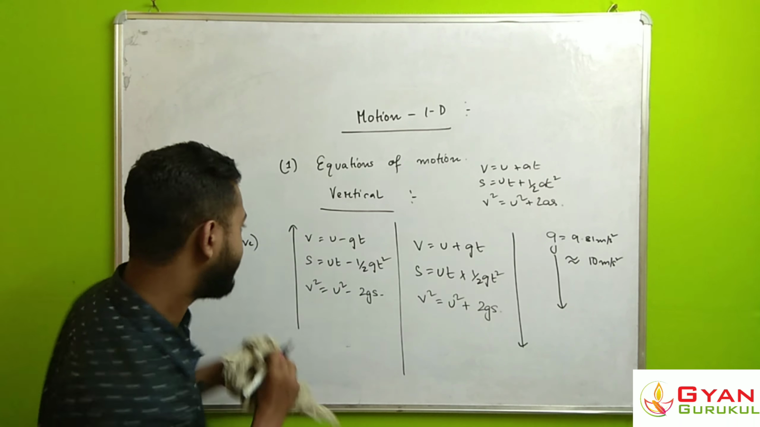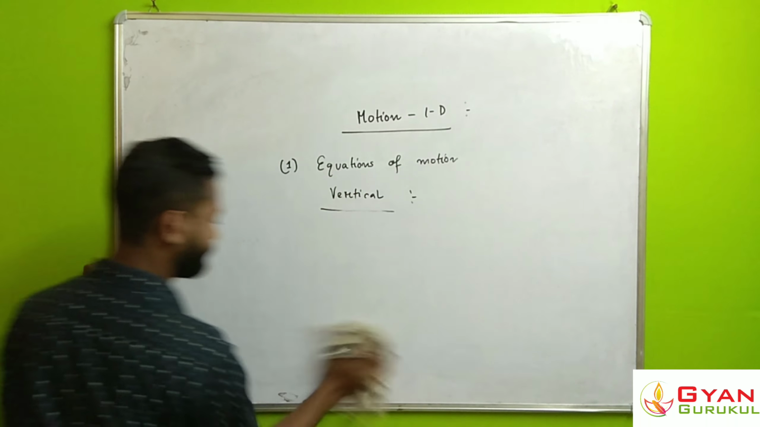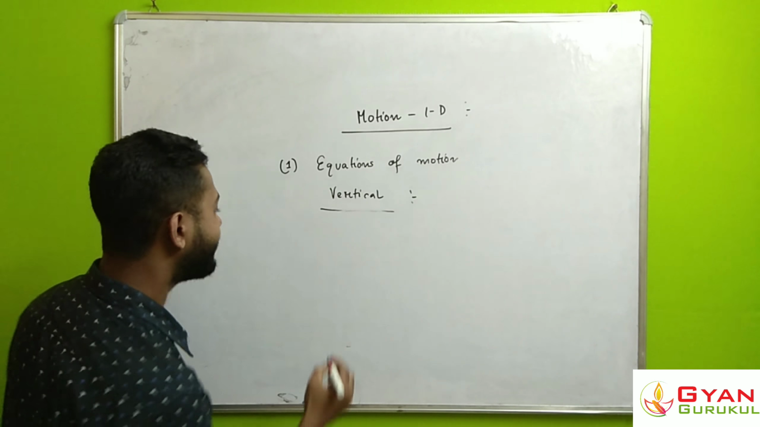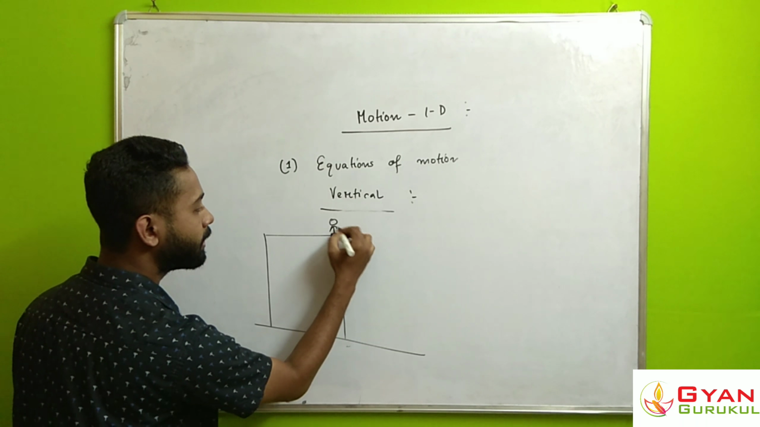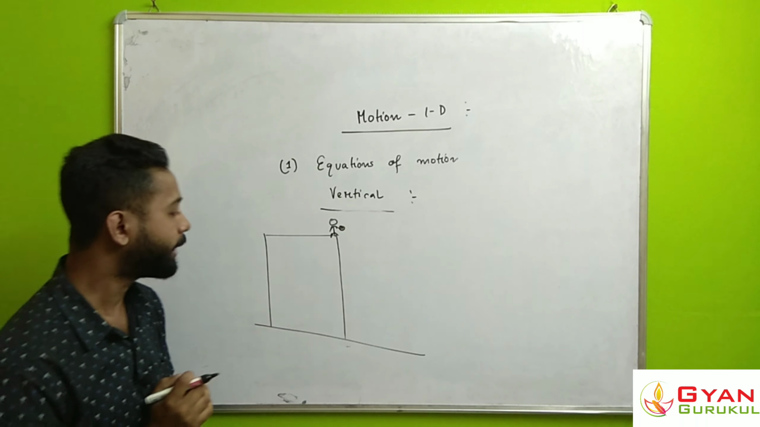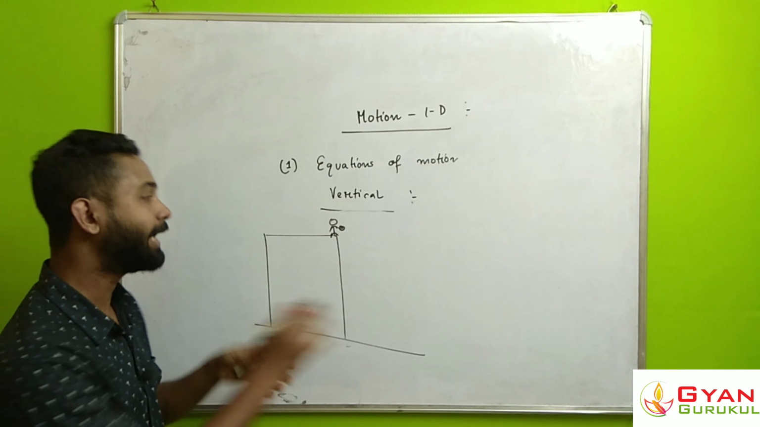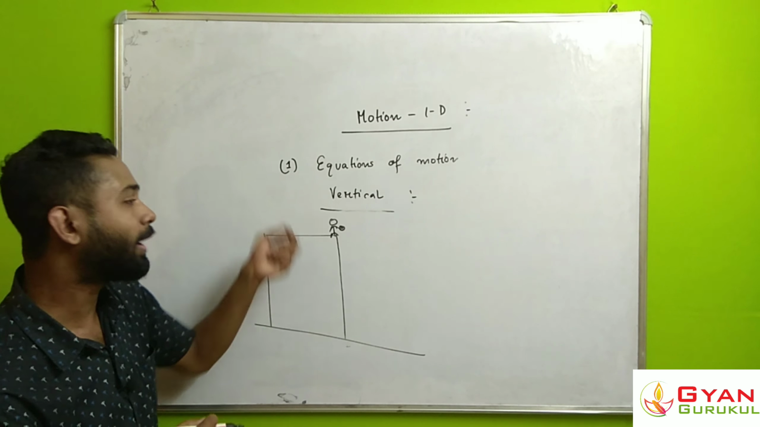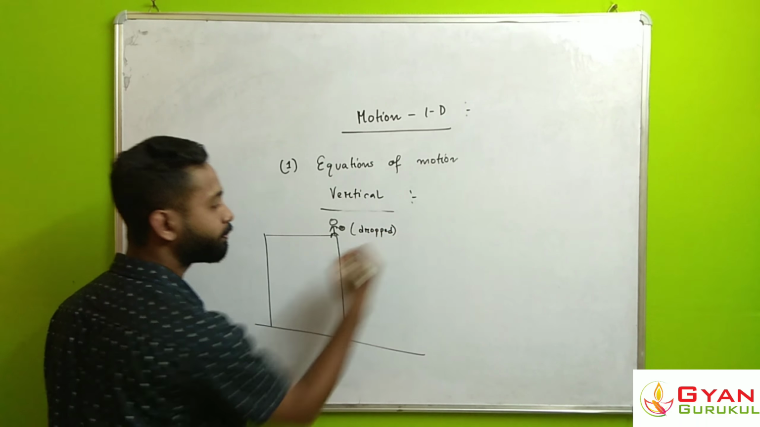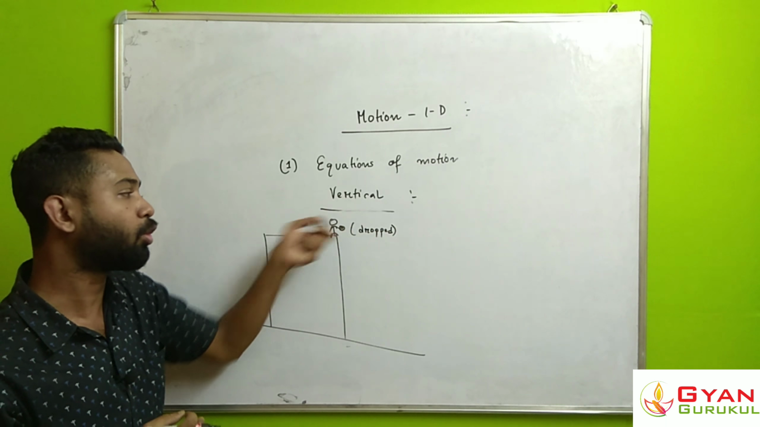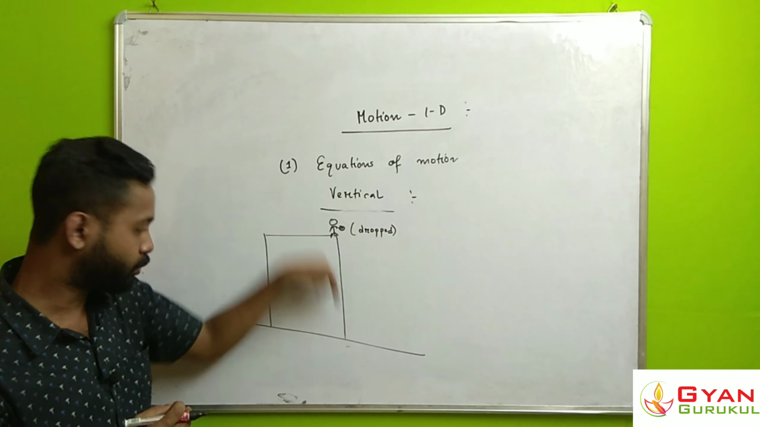Okay? Now, let us say we have a situation like this. Suppose there is a building, at the top of which there is a person carrying a ball. Now there might be various situations or various questions according to this situation. It is just said that the ball is dropped, or the ball is let loose freely, or the ball is falling freely in the atmosphere towards the ground.